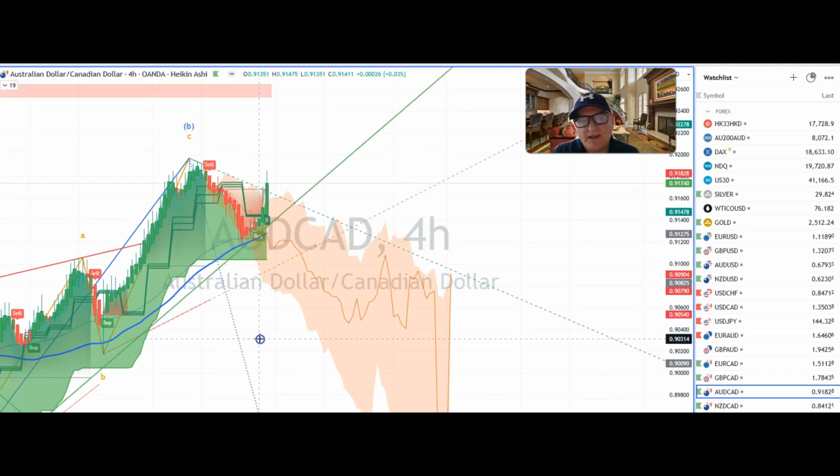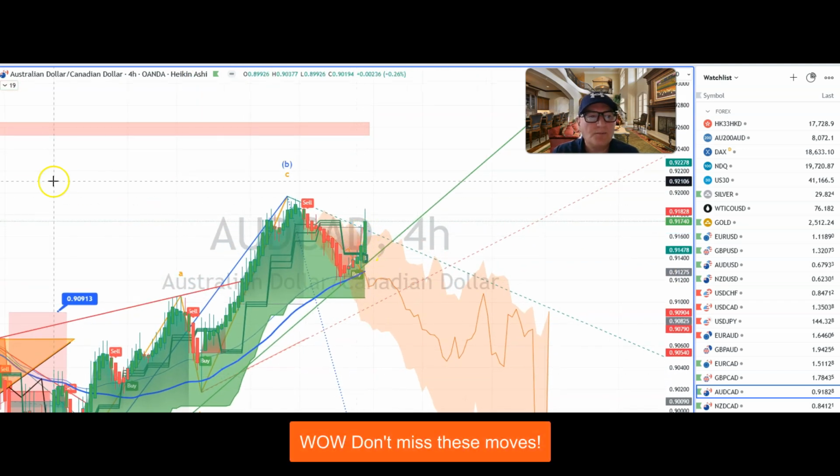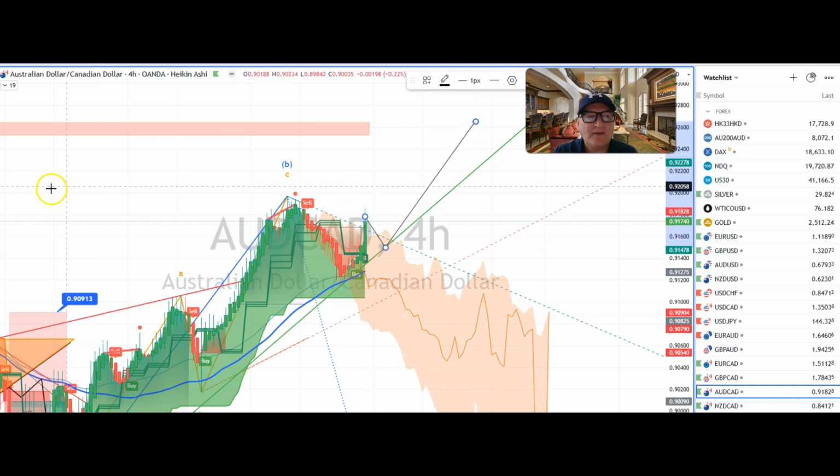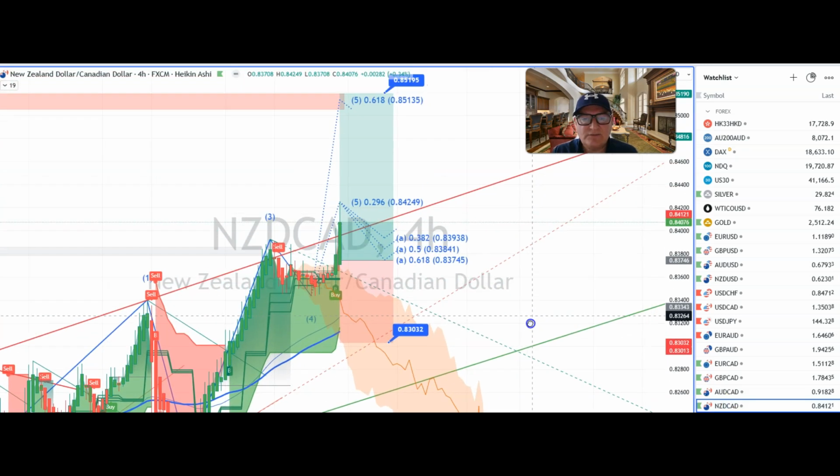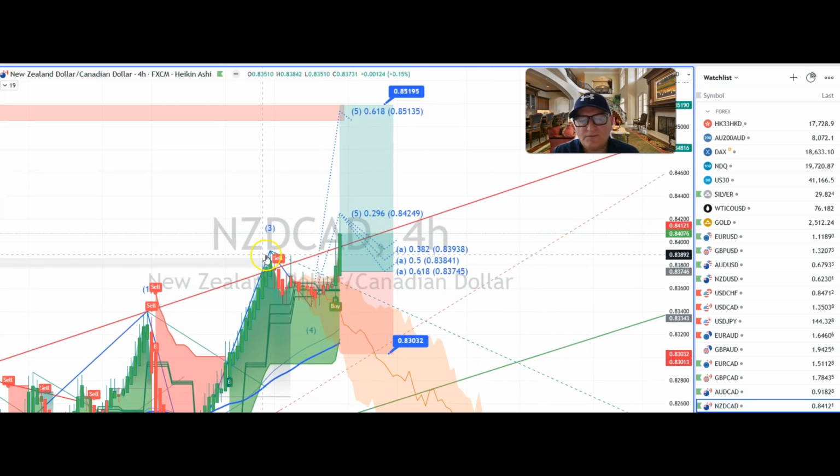Aussie Canadian, lovely break. I'm going to wait for Monday for this one, let it settle down. It will probably bounce off this support line here and then do that. So we have an immediate target, you can probably see it already, of 92.52. New Zealand Canadian, congratulations. If you're in the signal page, we've got that. We're in profit. Thank you very much. Heading at 85.19. Your stop should be 83.11 now.